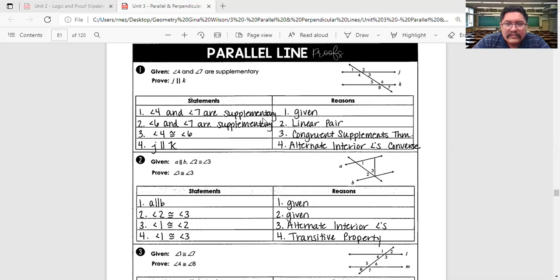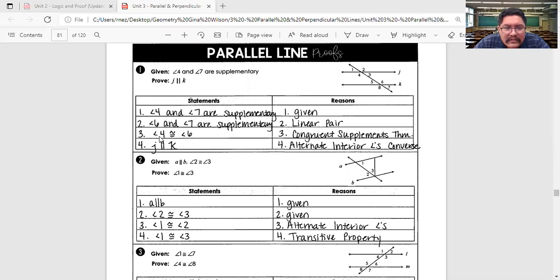Let's see what the next thing they say is, and that is 6 and 7 are supplementary. 6 and 7 are right next to each other on this line. And again, these lines do not bend or change direction, right? They just go straight. So if we can see that this is all one line, then that would mean that 6 and 7 are a linear pair. That would also mean that they are supplementary. That is the definition of a linear pair.